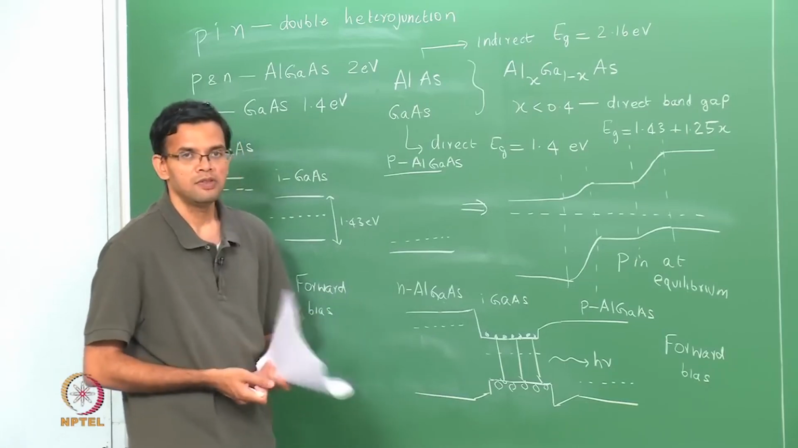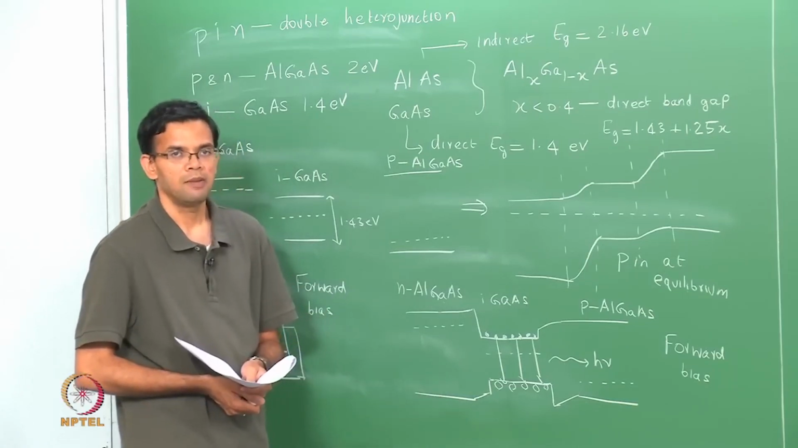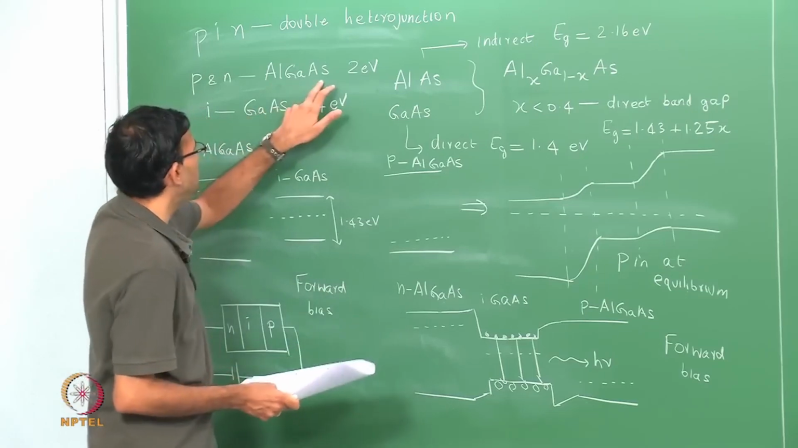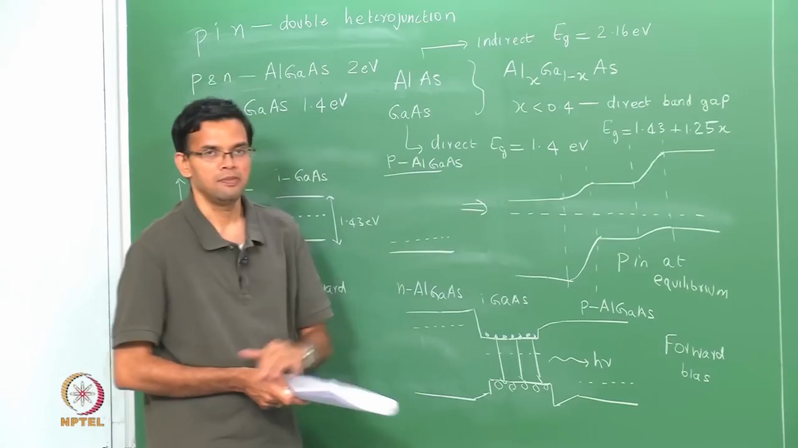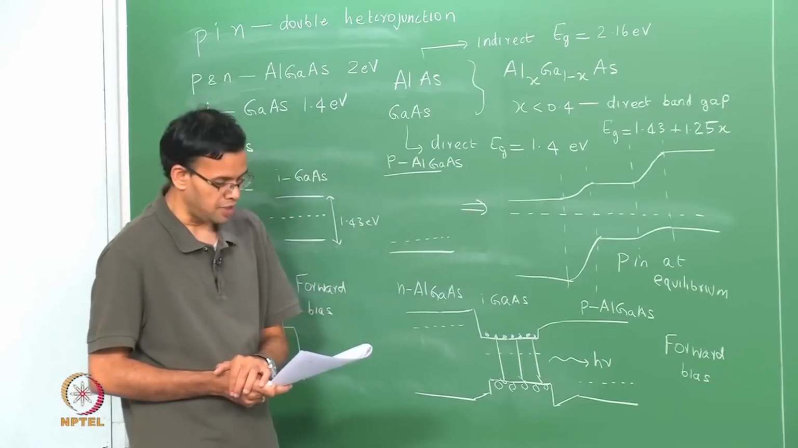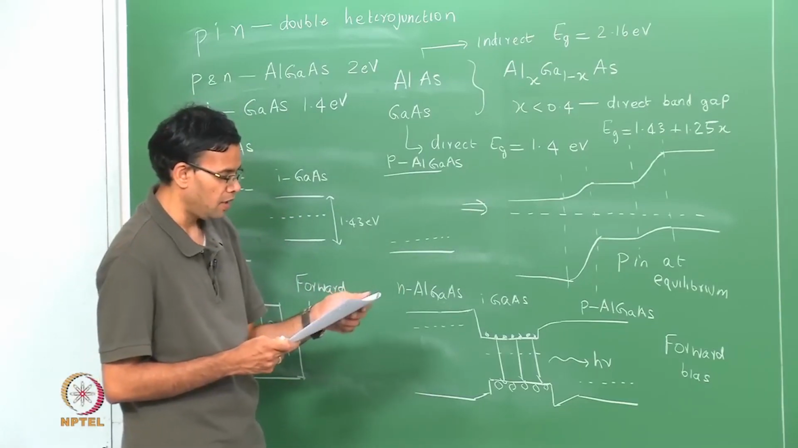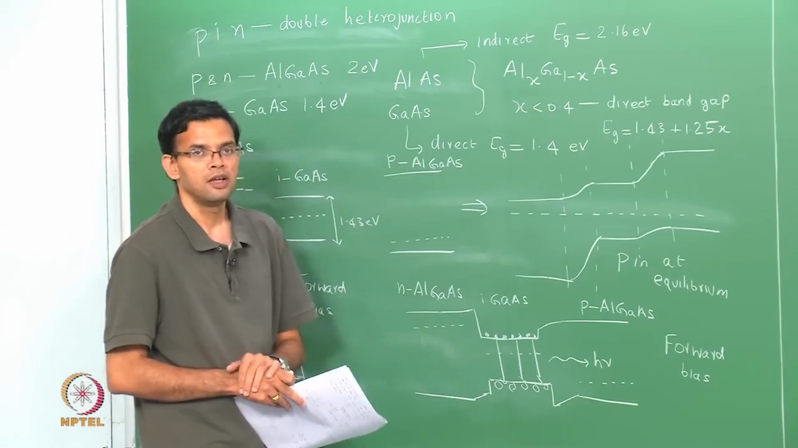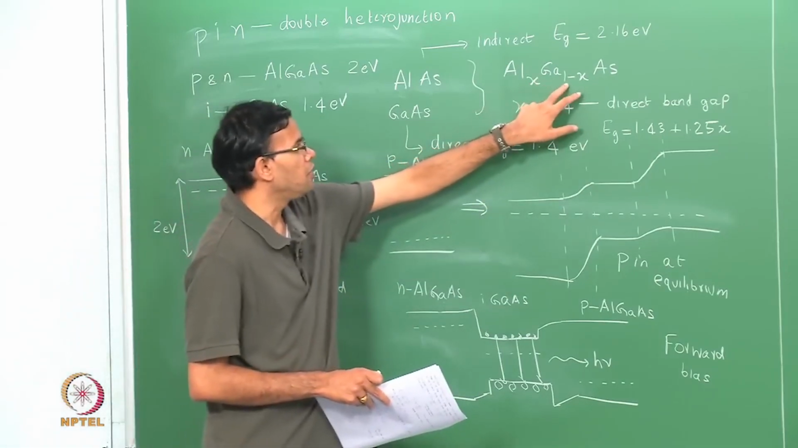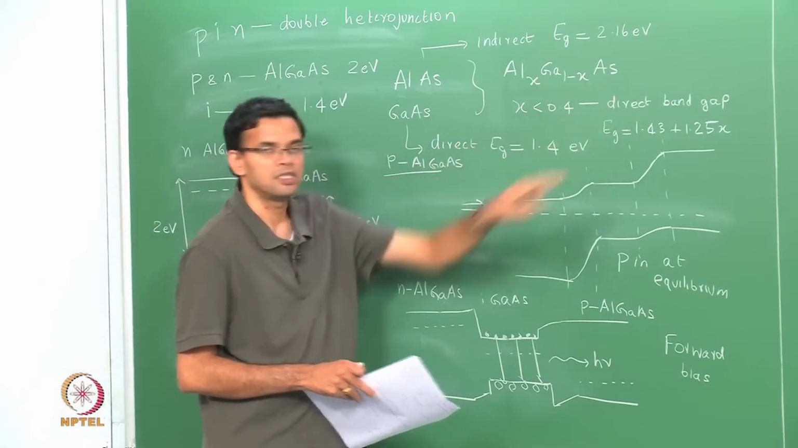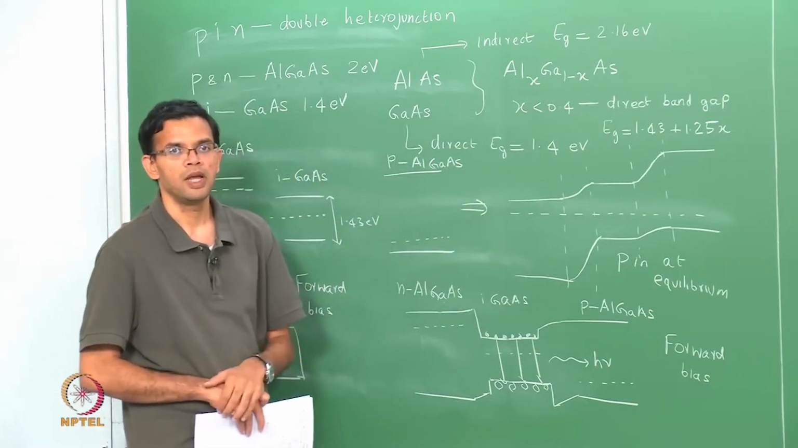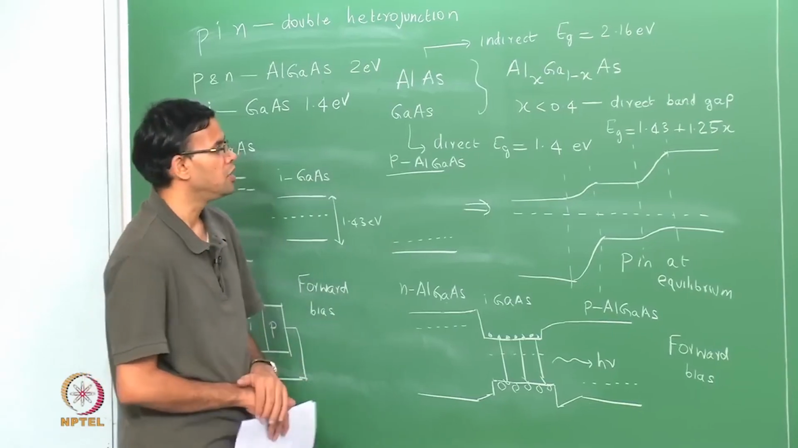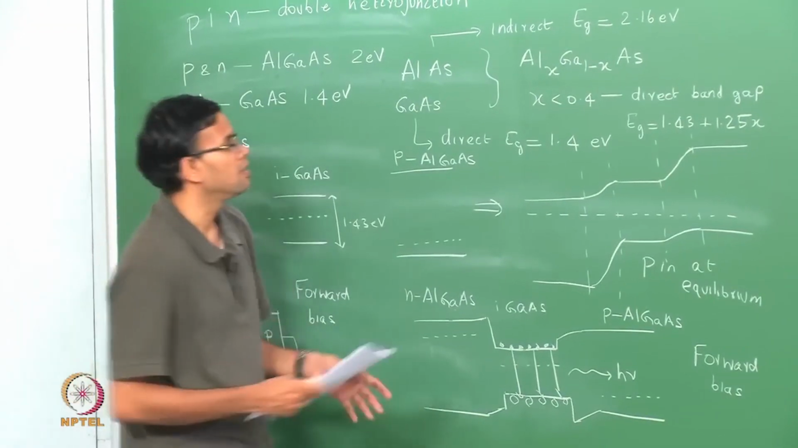We can repeat this with another material. For example, instead of aluminum gallium arsenide, where the aluminum actually substitutes for gallium, you can have another material, gallium arsenide phosphide, where the phosphorus substitutes for arsenic. This is formed by combining gallium phosphide, GaP, and gallium arsenide.